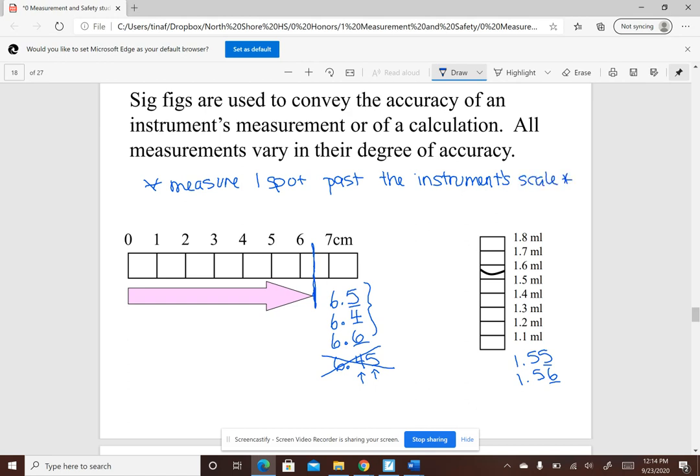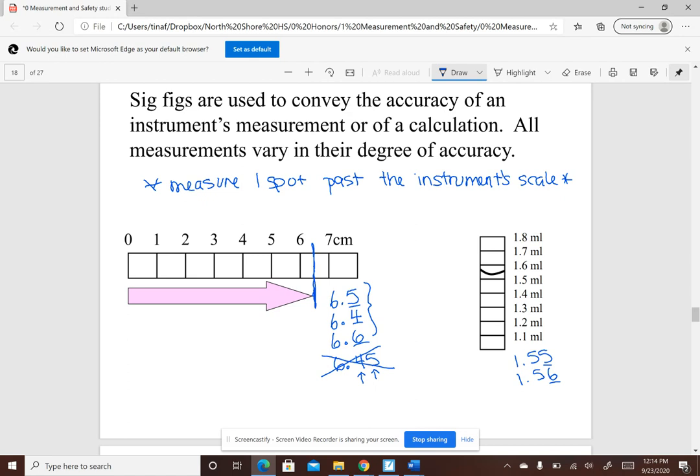Okay, so whenever we do a lab in class, you need to think about what the increments are on this equipment, and I should be estimating one number past those increments, and that's going to help give you the most accurate measurements and data possible.